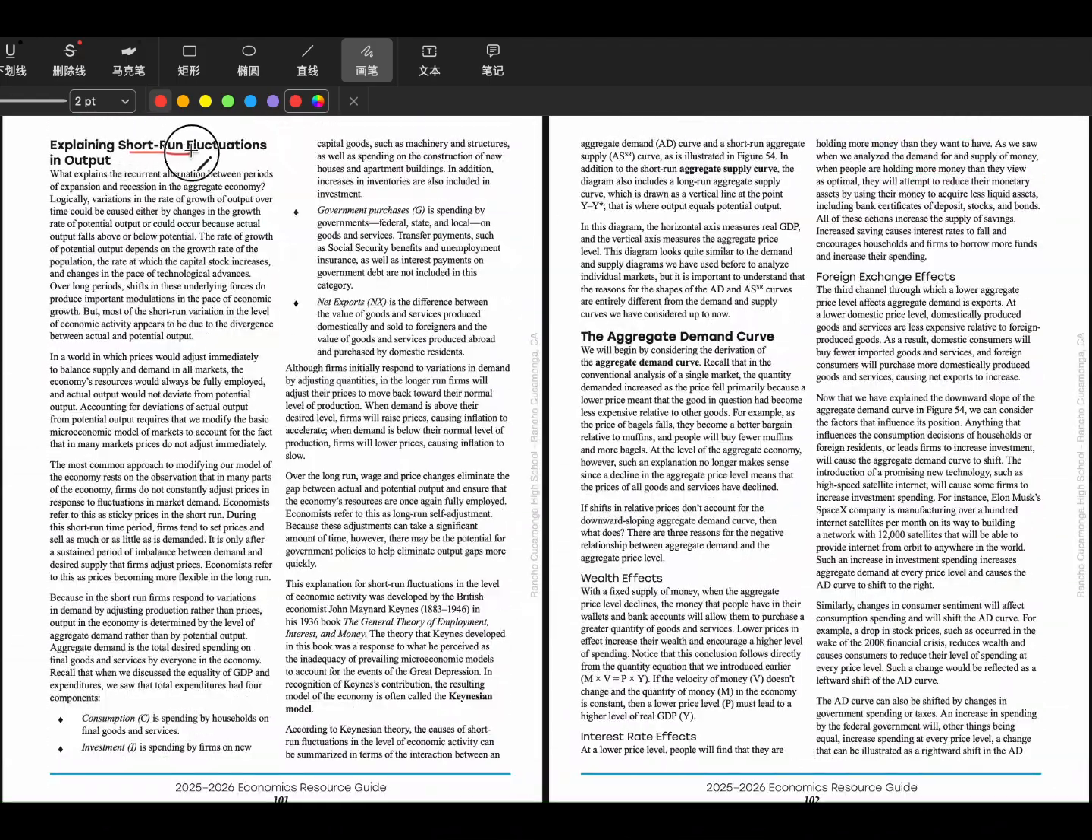Why are there actually short-run fluctuations? In other words, why is Y different from Y star in the short run? What causes it to be different? Well, it's different because there's this thing that exists called sticky prices.